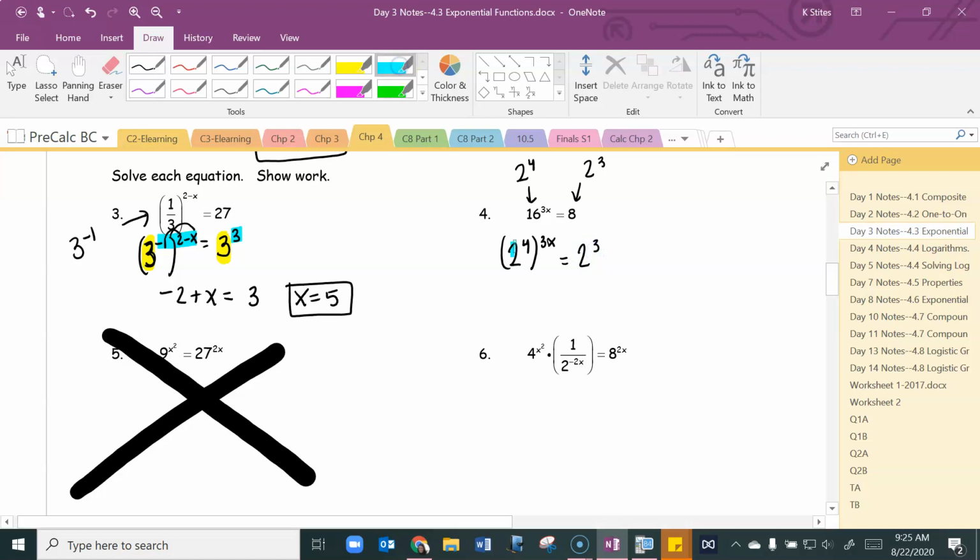And again, now that you have your two bases equal to each other, we can just set our exponents equal to each other as well. So this is 4 times 3x is 12x equals 3. And divide, and make sure you divide by the 12, not the 3, and you're going to get x is 1/4.